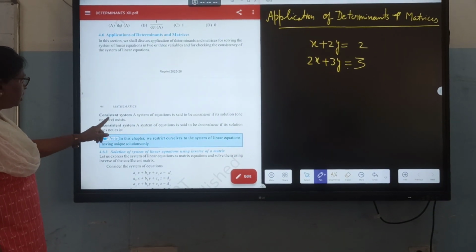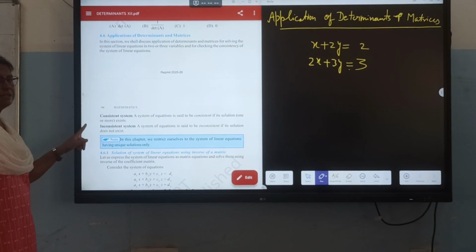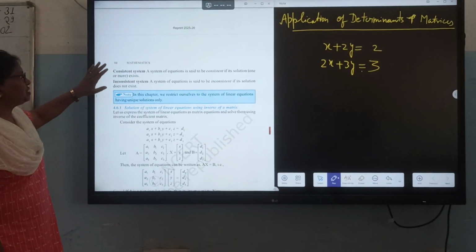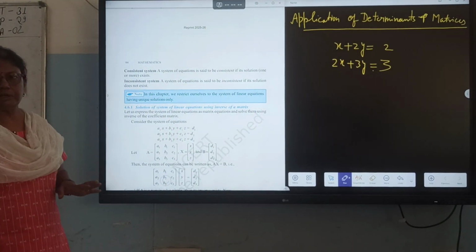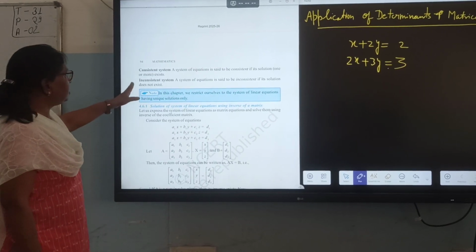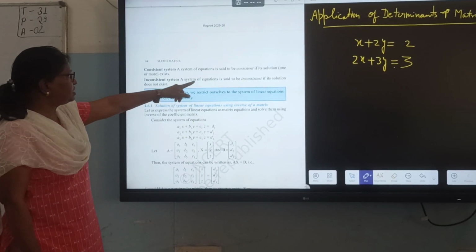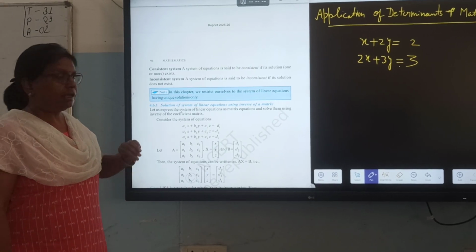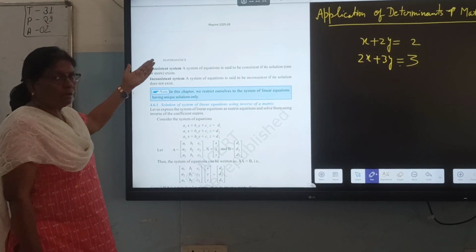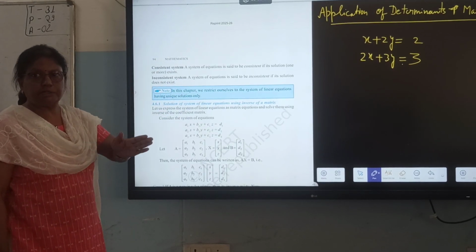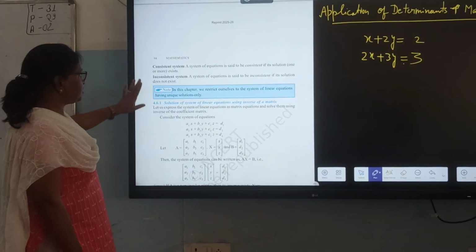You have already heard about consistent and inconsistent systems in class 10. A system of equations is said to be consistent if the system has a solution. Otherwise, it is inconsistent; in this case, the system has no solution, or you can say the solution does not exist. In the first case, the solution may be unique or there may be infinitely many solutions, but a solution should exist. So that is a consistent system.